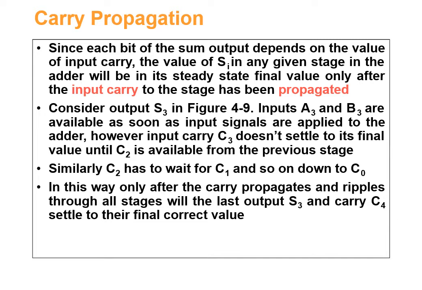Inputs A3 and B3 are available as soon as input signals are applied to the adder. However, input carry C3 does not settle to its final value until C2 is available from the previous stage. Similarly, C2 has to wait for C1 and so on down to C0. Thus, only after the carry propagates and ripples through all stages will the last output S3 and carry C4 settle to their final correct value.